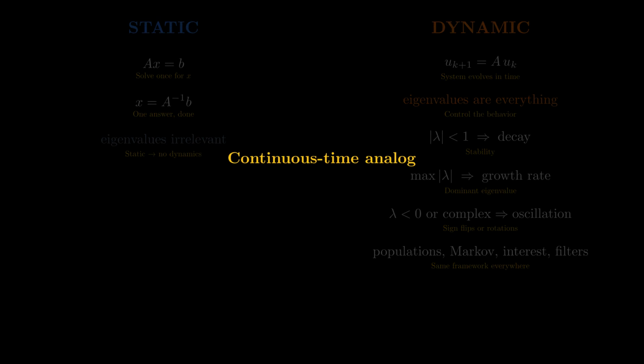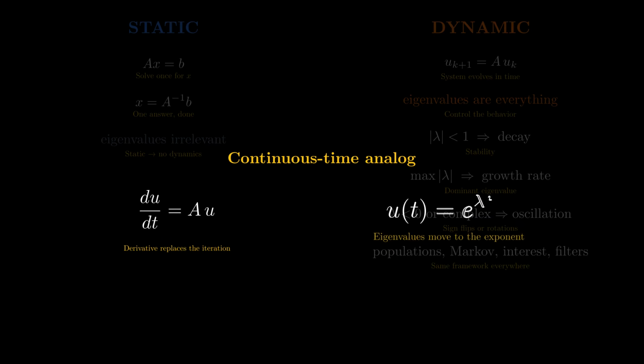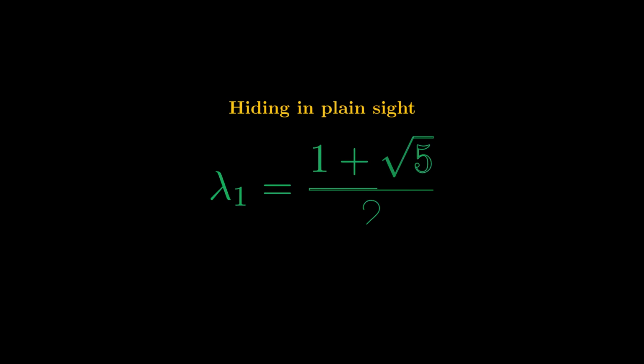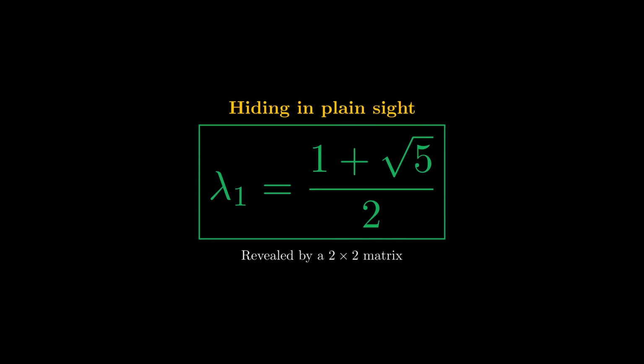And here's a preview. In continuous time, the equation becomes du dt equals A times u, and eigenvalues move into the exponents. Solutions look like e to the lambda t times an eigenvector. Same machine, same insight. Eigenvalues are the dynamics. The golden ratio was hiding in plain sight, just waiting for a 2 by 2 matrix to reveal it.